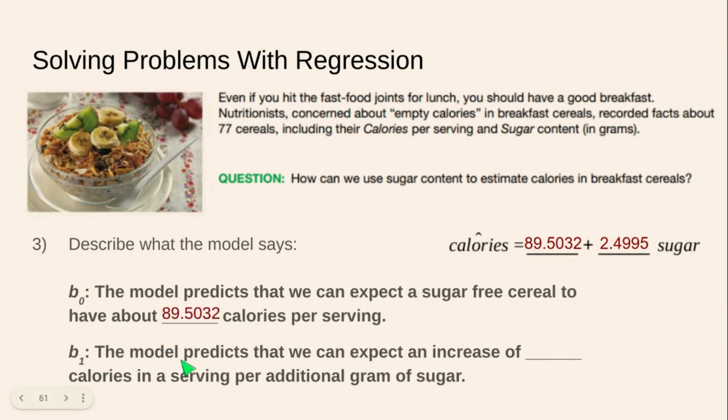And then the model predicts that we can expect an increase of, so we're talking about increase or decrease, that's the slope, that's B1, 2.4995 calories in a serving per additional gram of sugar. Now note, I included the magic words, the model predicts.